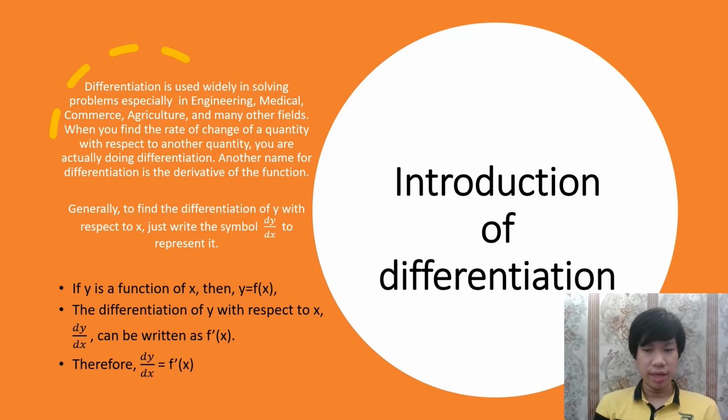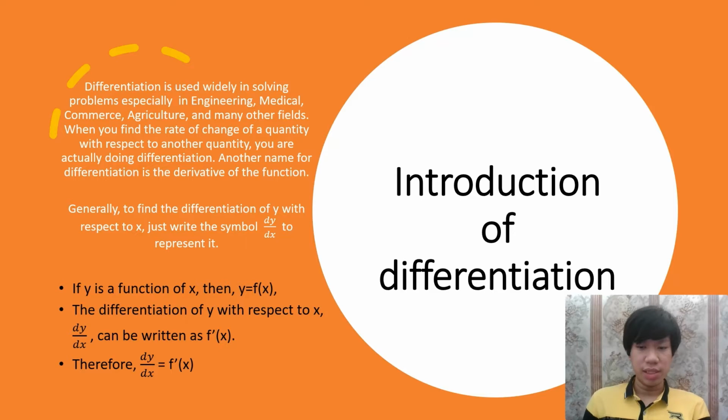Generally, to find the differentiation of y with respect to x, just write the symbol dy over dx to represent it. If y is a function of x, then y equals f(x). The differentiation of y with respect to x, dy over dx, can be written as f prime x. Therefore, dy over dx equals f prime x.